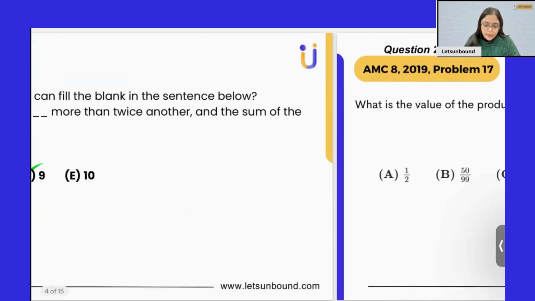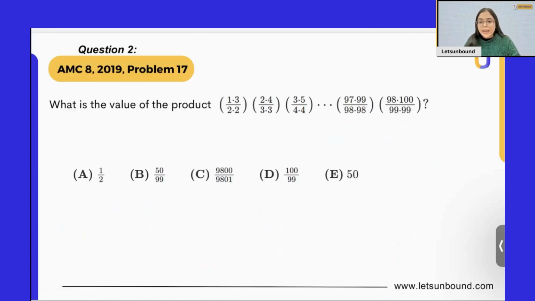Let's move to the second question. The question is from AMC 8, 2019, problem 17. The question is, what is the value of the product? And there is a big product given to us. How are you going to solve this? Can we see any technique hidden in it?